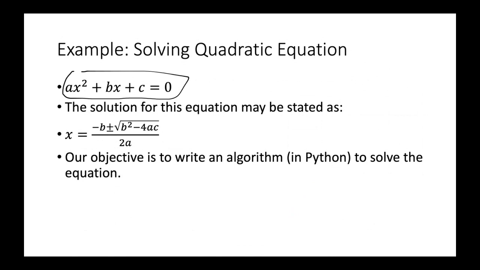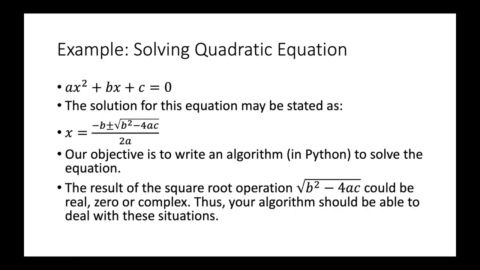Okay, so we know that the solution for the quadratic equation is given like this. So x equals minus b plus or minus the square root of b squared minus 4ac, over 2a. So there is nothing really numerical here, but I'm trying to explain the concept of an algorithm. So our objective is to write an algorithm in Python to solve this equation. Well, this is a pretty easy example, but it's also informative, so I will follow this example.